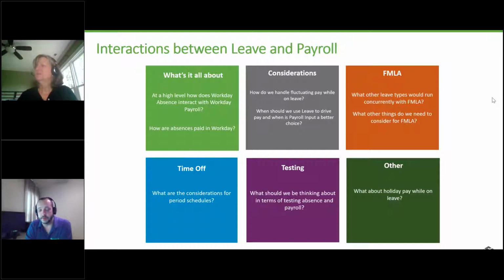Now, leaves are a little bit different. On the leave side, they're determined whether they're a paid leave or a non-paid leave. If it's a non-paid leave, then it comes across and there's a payroll effect that says cut off their pay. And then it doesn't flow across to payroll at all.